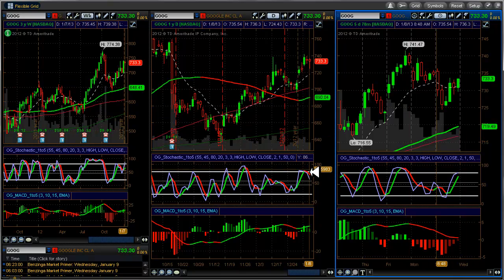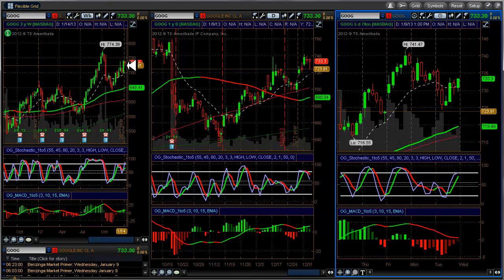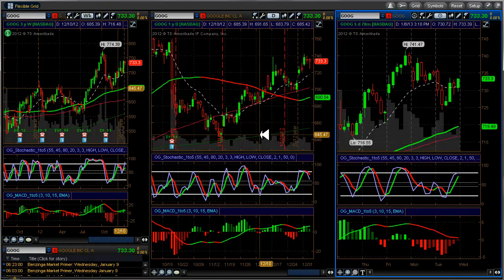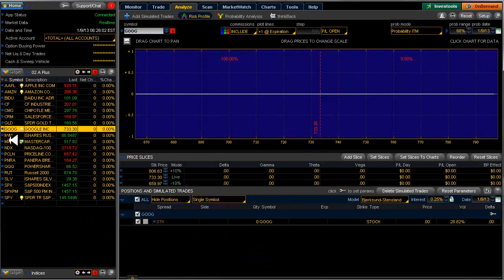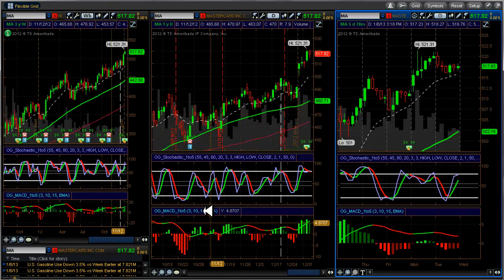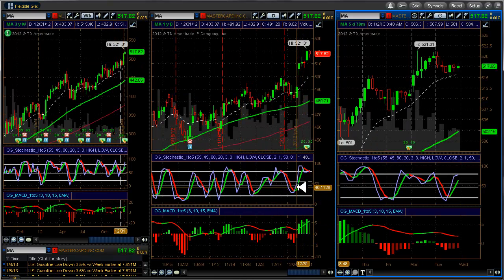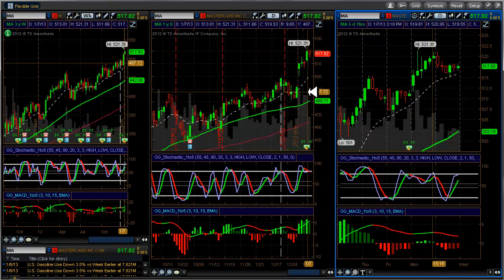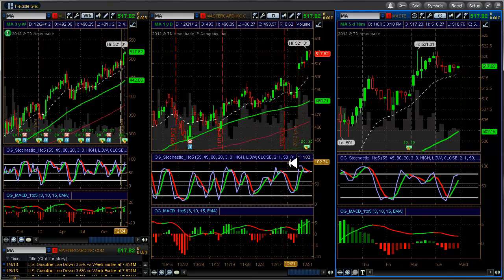Just started a new uptrend, so we'd be looking for the stochastic to come down over here in the long term. No entries there either. MasterCard, the one that we missed. Ooh, I could just kick myself. Very nice uptrend, just continues marching, not going to chase it. Not seeing any entry signals here.